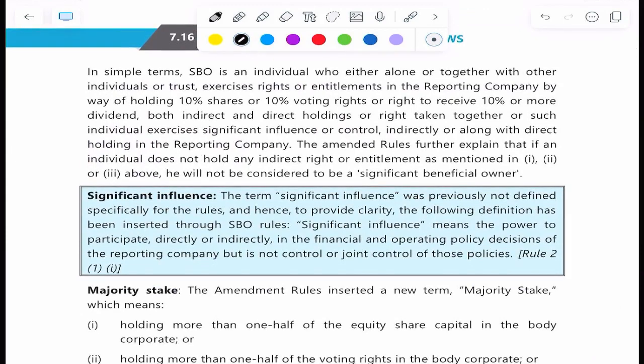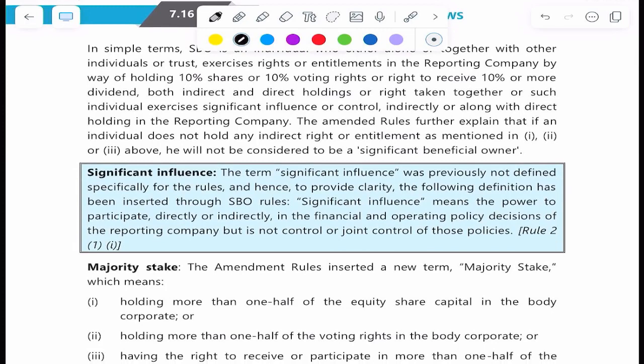In simple terms, SBO is an individual who, either alone or together with other individuals or trusts, exercises the rights or entitlements in the reporting company by way of holding 10% share or 10% voting rights, or rights to receive 10% or more dividend, both indirect or direct holdings, or rights taken together, or such individual exercises significant influence or control indirectly or along with direct holding in the reporting company. The amended rules further explain that if an individual does not hold any indirect right or entitlement as mentioned in 1, 2, or 3 above, he will not be considered to be an SBO.